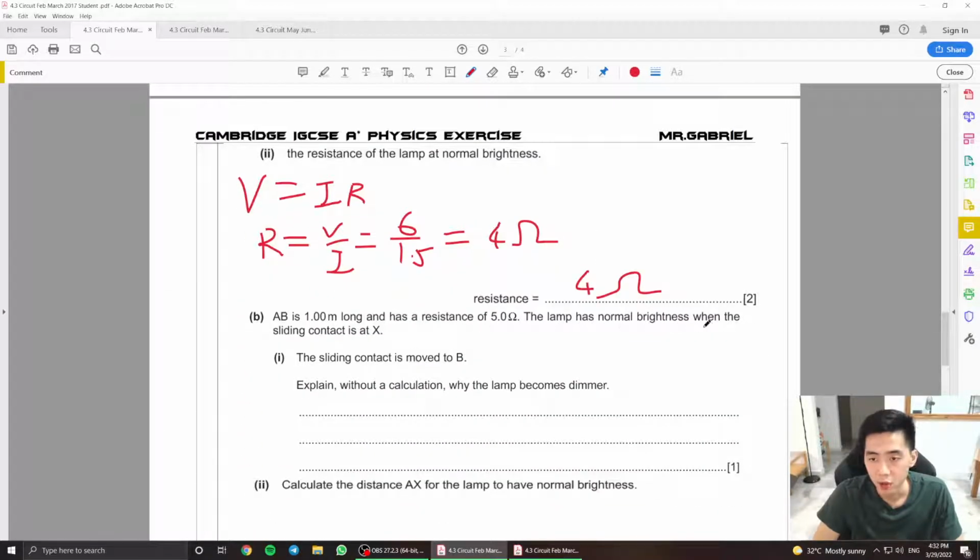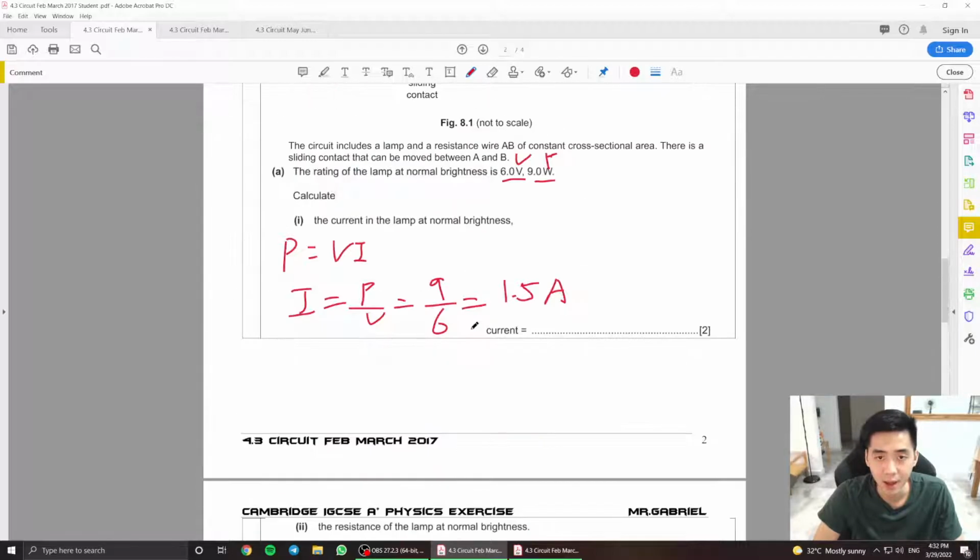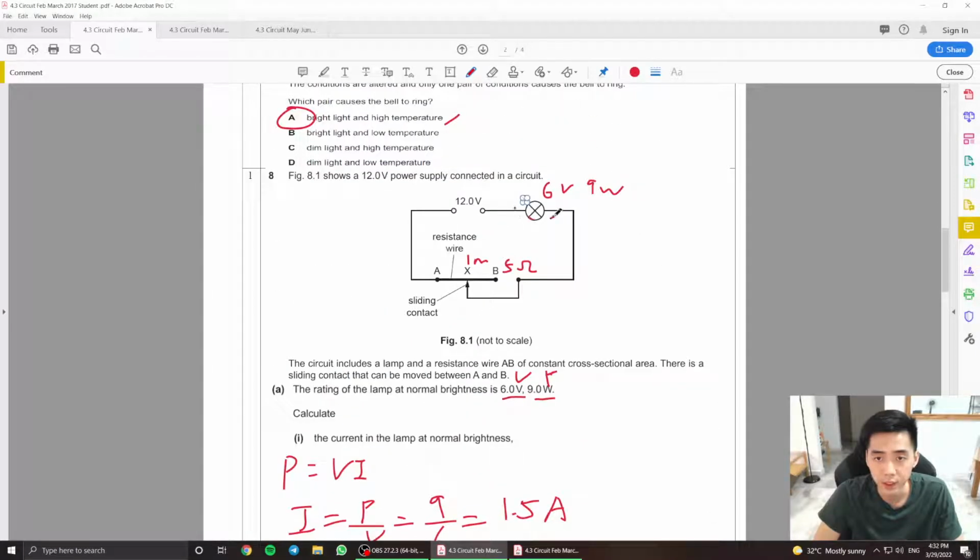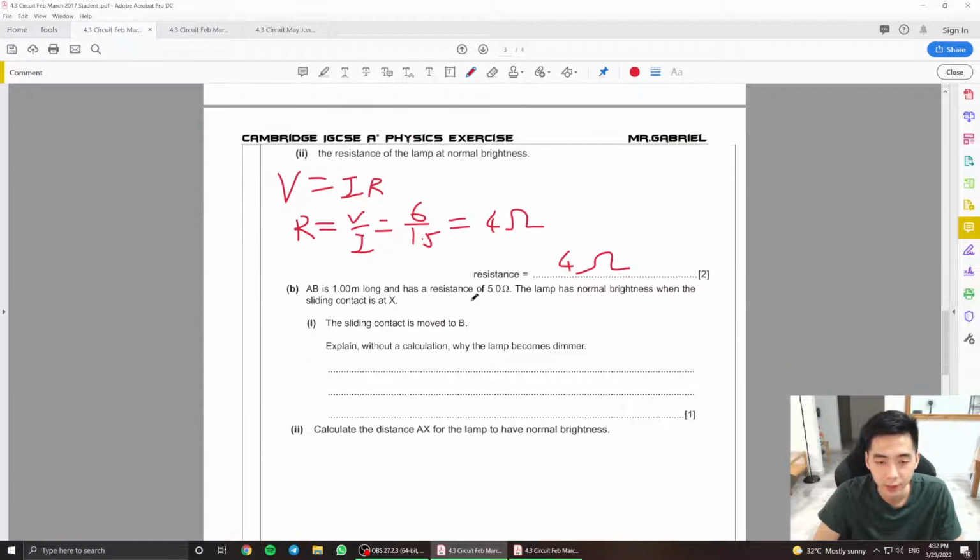The lamp has normal brightness when the sliding contact is at X. The lamp will have normal brightness here when the sliding contact is at X exactly. Okay. The sliding contact is moved to B. Explain without any calculation why the lamp becomes dimmer.